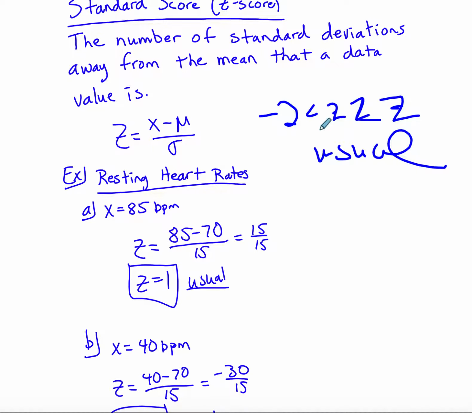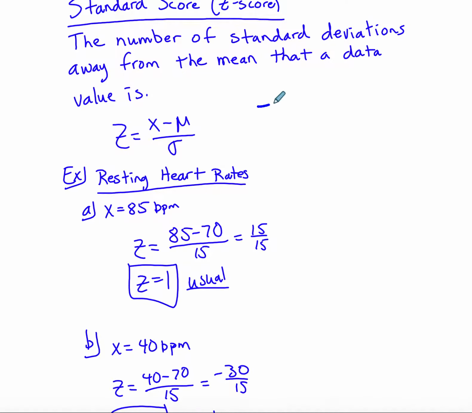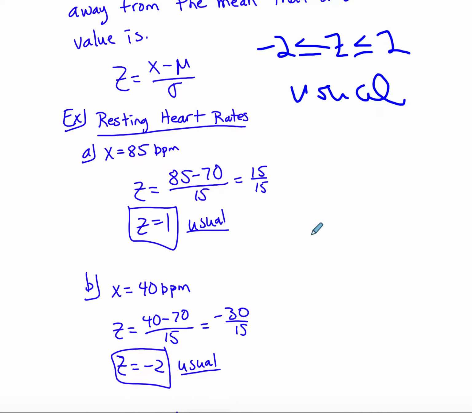Okay, let's actually write that a little bit neater. So -2 to 2. Your Z is between those two values. We consider it usual. And you can actually say equal to. Usually you're not exactly ever equal to a number, but we can have that kind of thought.